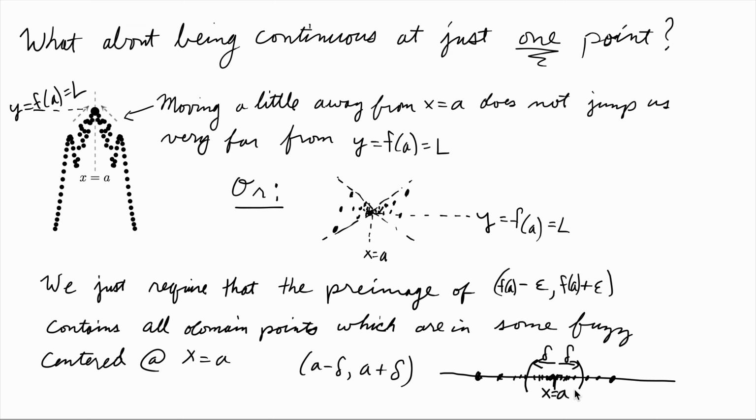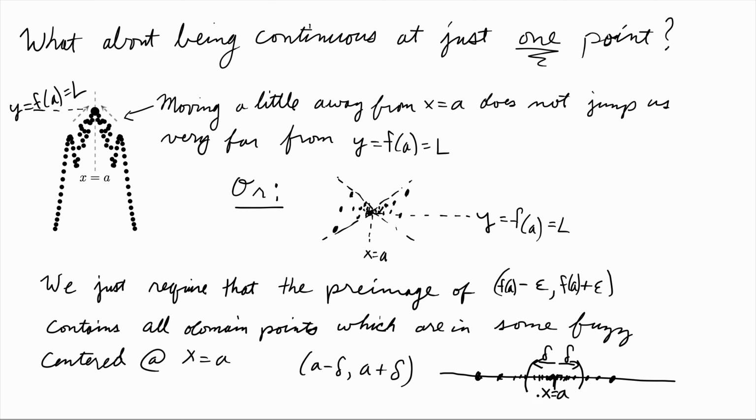So we're going to require that the preimage of this contains all domain spots which are in some fuzz centered at x equals A. Basically we want x equals A to be contained in some fuzz in the domain, going out a little delta and delta that way.